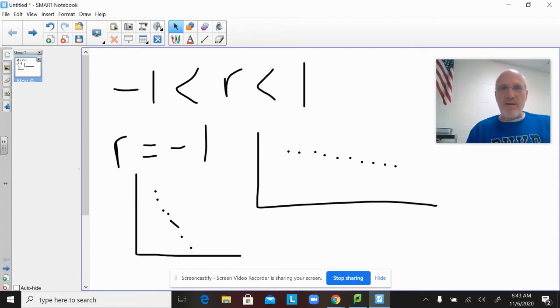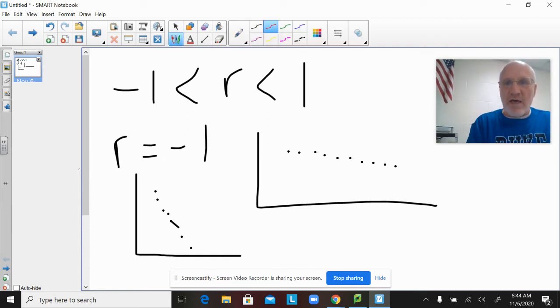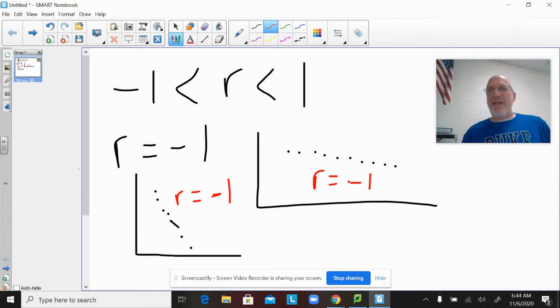So pretend for a moment that those are points and they are exactly linear. Both of those would have an R value of -1. Notice that R being -1 has nothing to do with how steep the line is. It's not a slope thing, other than the fact it's got to be sloping downward. It's real tempting to think steeper lines have negative correlations. Not true. If it's trending downward and it's perfectly linear, it's going to be -1.